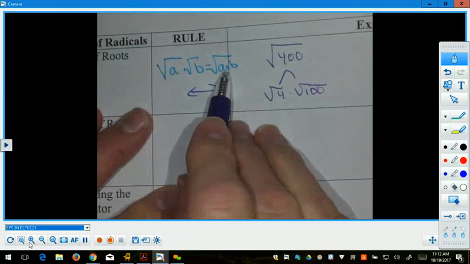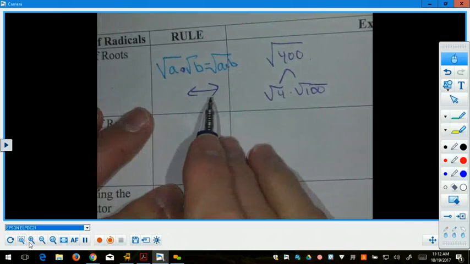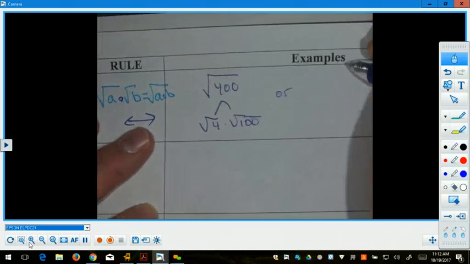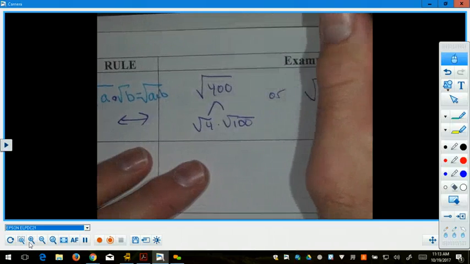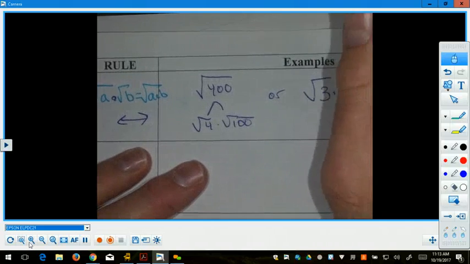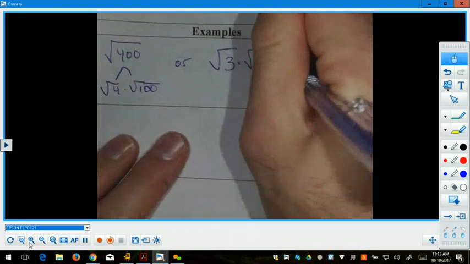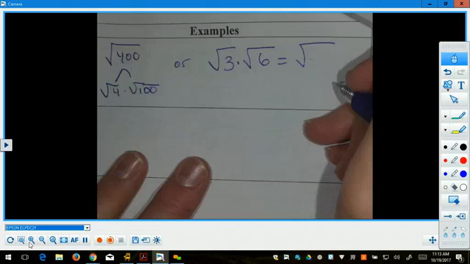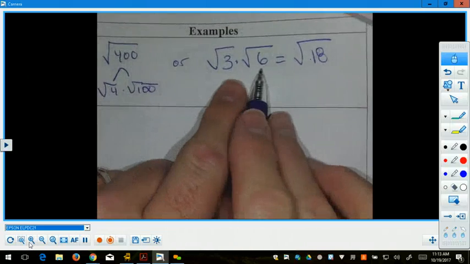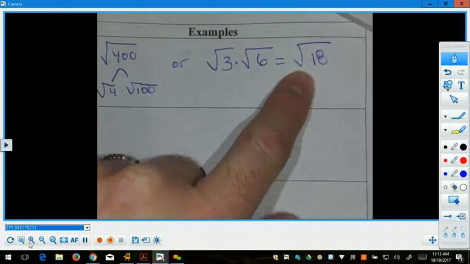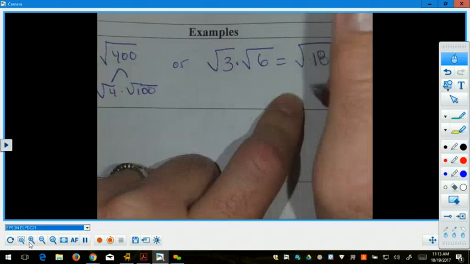You can start with one radical and split it into two by multiplication, or you could start with two radicals, like the square root of 3 times the square root of 6. And I could put that together. That's really the square root of what? 18. So right now I use the product rule to put them together. Now I'm going to simplify it by splitting it apart.